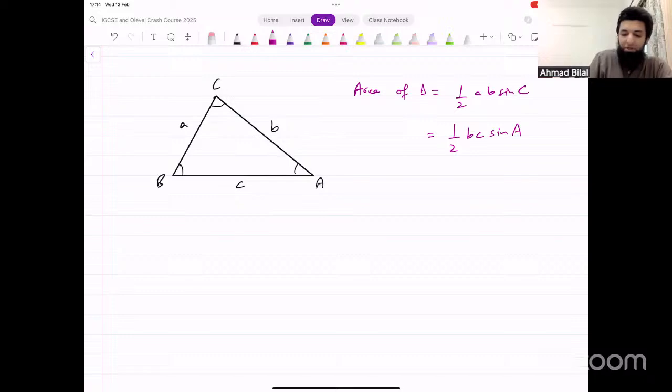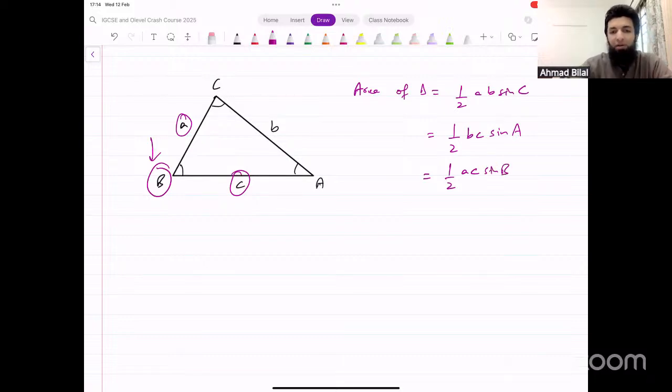Okay. If you were to consider these two sides, A and C, that's also possible. You would say the sides that you're considering are A and C, and then the angle has to be the one that's between those two sides, and that is B. So we have AC sine B. That's what the formula becomes in this case. Okay.